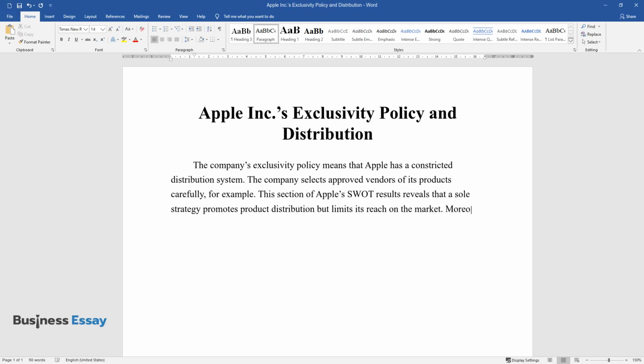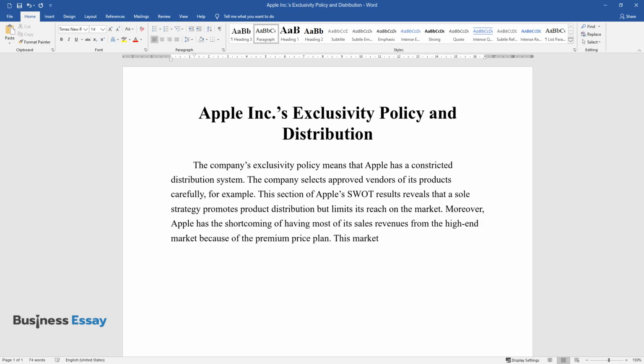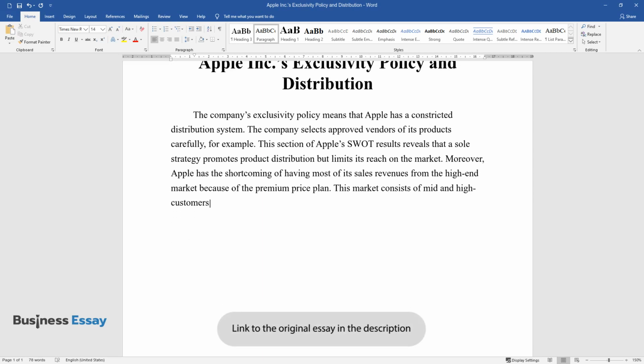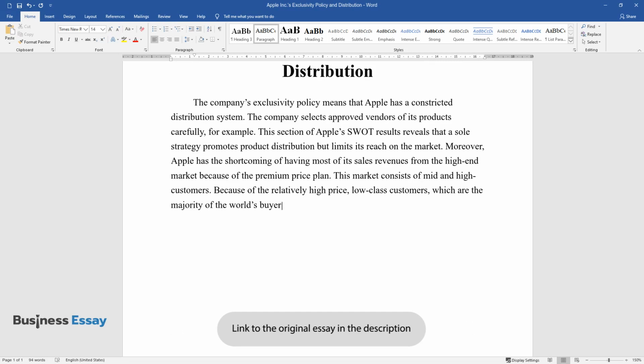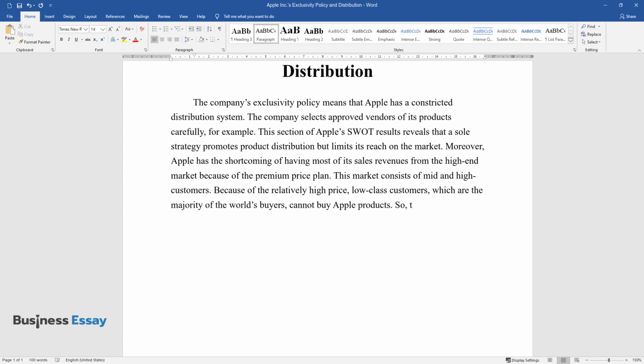on the market. Moreover, Apple has the shortcoming of having most of its sales revenues from the high-end market because of the premium price plan. This market consists of mid and high customers. Because of the relatively high price, low-class customers, which are the majority of the world's buyers, cannot buy Apple products.